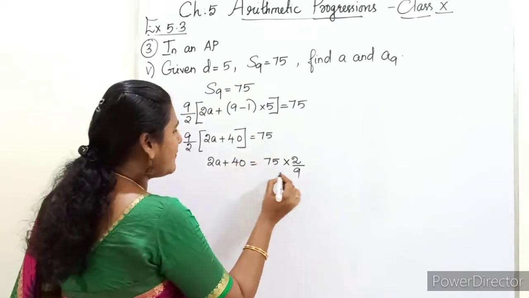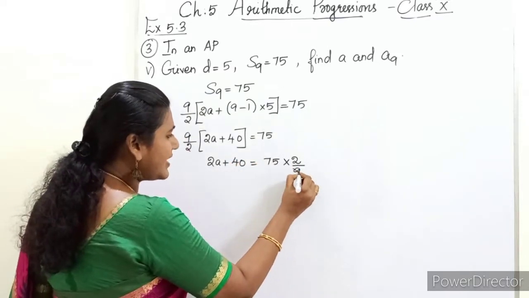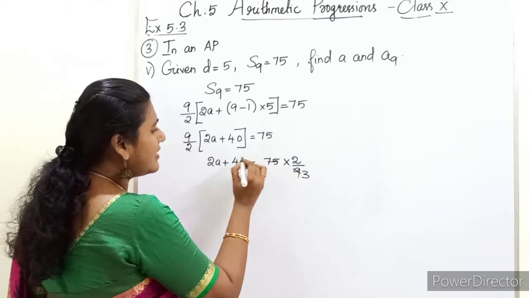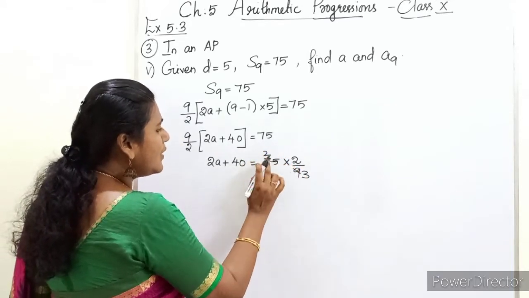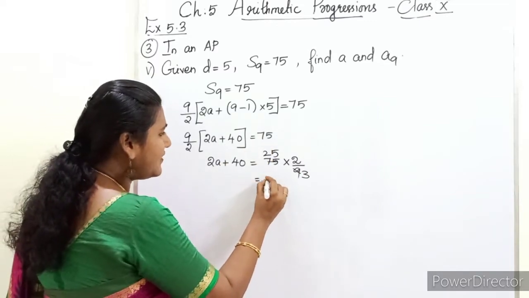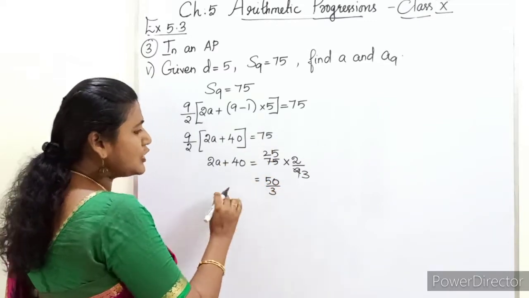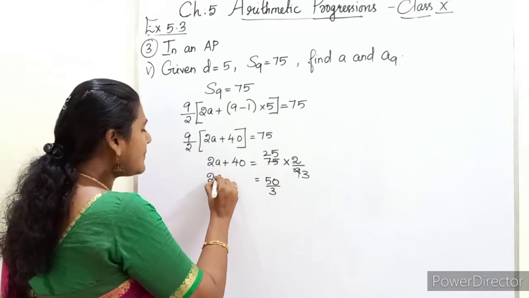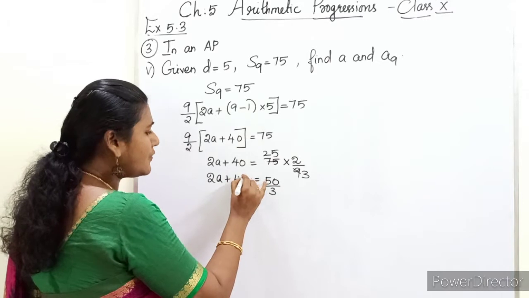Now we can simplify this. When we simplify, we can cancel. So by the 3 table, we get 3 here, then here 2, 5s are 25. So we'll get 50 by 3. When you simplify, you will get the answer as 50 by 3. So 2a plus 40 is equal to 50 by 3.